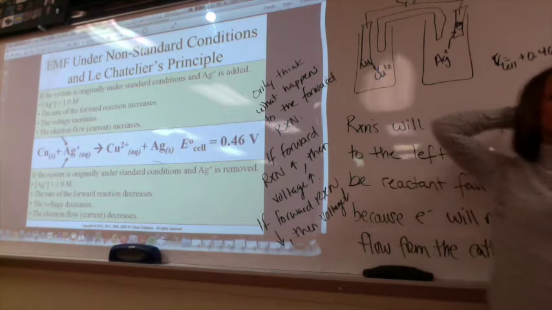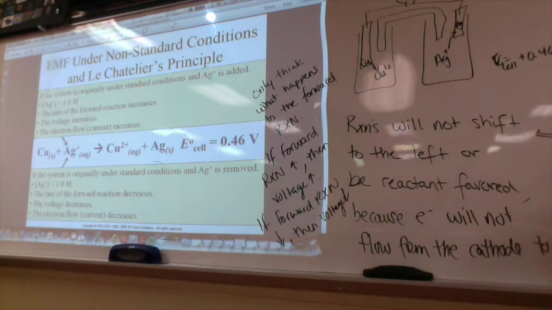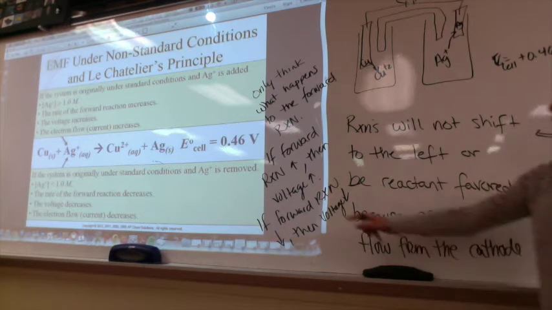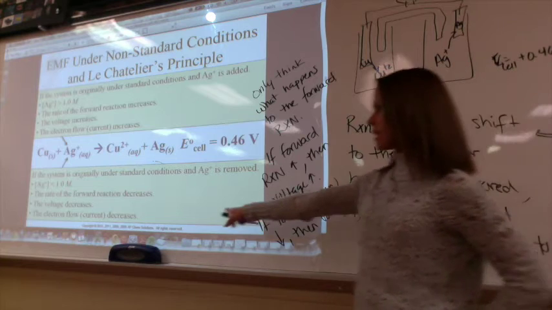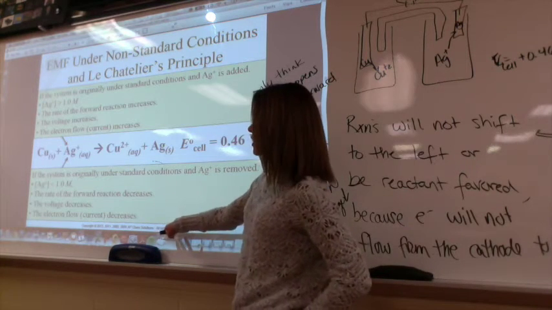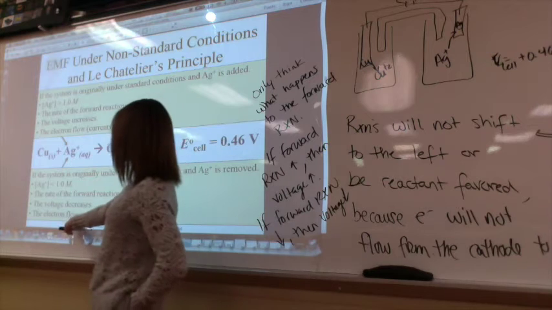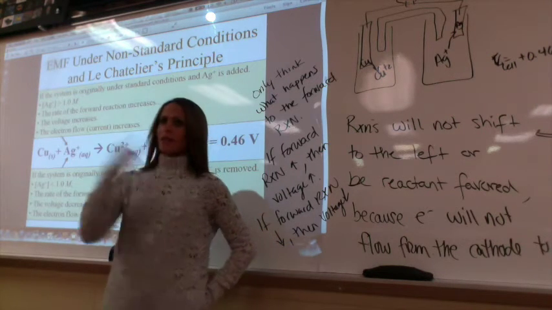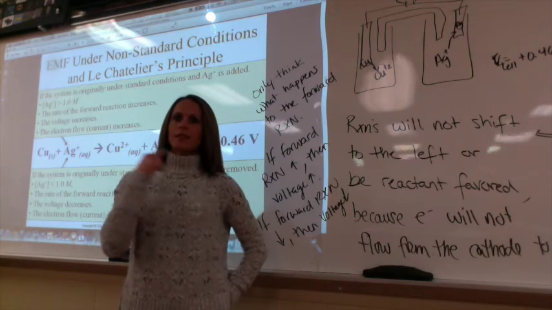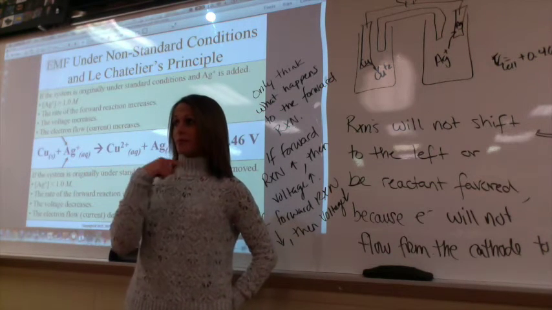Can you see that? Do you want me to read it to you? If forward reaction decreases, then voltage decreases. And that says that here, but in a few bullets. So if voltage decreases, what that means is that the electrons that are flowing through there has decreased. So maybe it was like this, and now it's going like this. Get it?